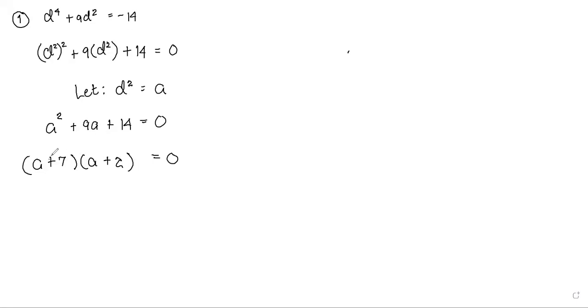When we expand this, or simplify it: a times a, a squared; a times 2, 2a; 7 times a, 7a; 2a plus 7a is 9a; and 7 times 2, that's 14. So, it's the same. This is called factoring. But, di ba, a is d squared. So we can replace the a again with d squared plus 7, and the other one is d squared plus 2.